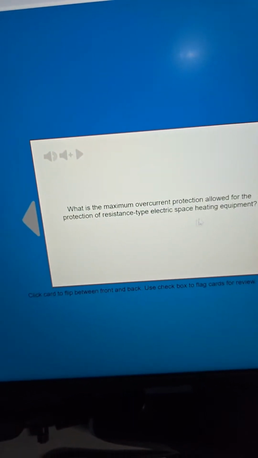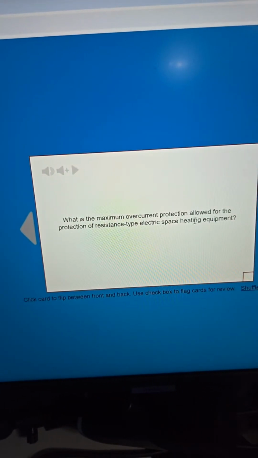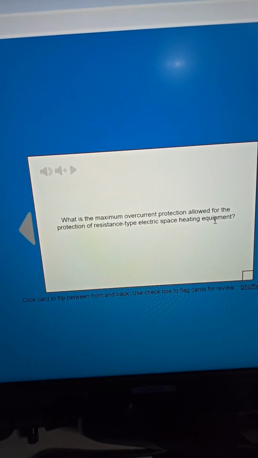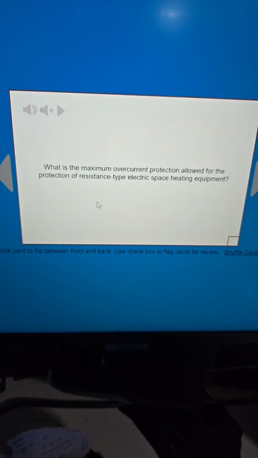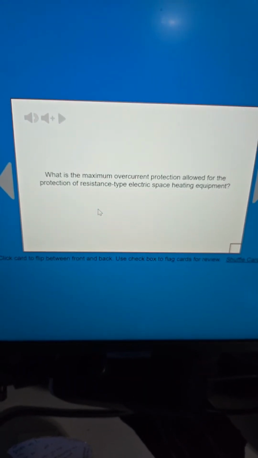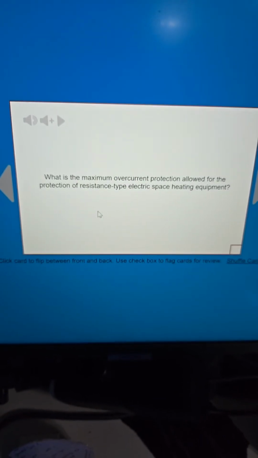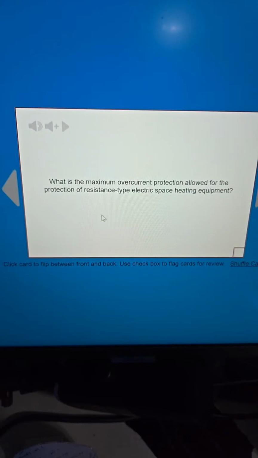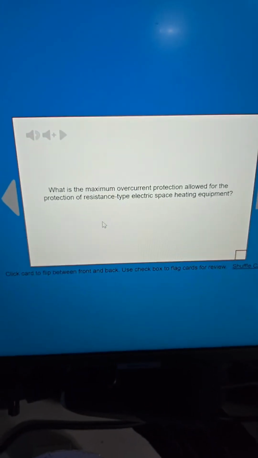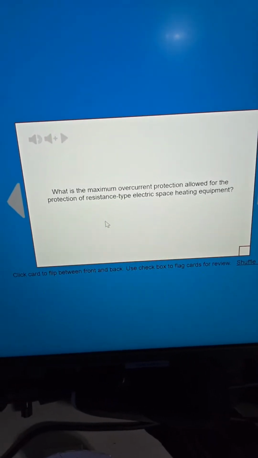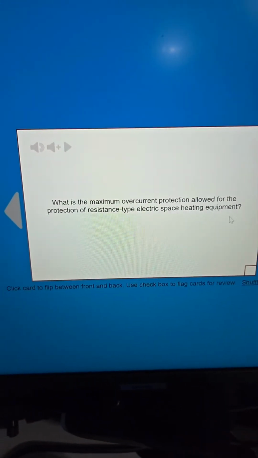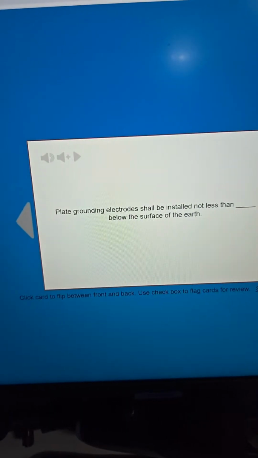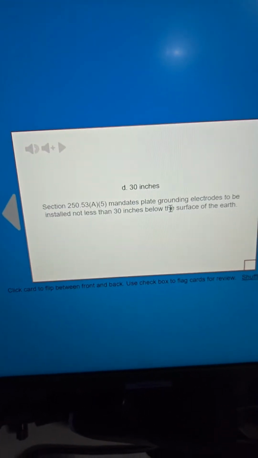What's the maximum overcurrent protection allowed for the equipment of resistance type electric space heating equipment? I'm going to say 60 amps. But I think it's 40. But I'm going to say it's 60. But it's probably 50. Maybe it's 45. I think it's 60. Let's go with 60. We did it. We got it. Plate grounded electrode shall be installed not less than 30 inches below the earth. Let's go. 30 inches. There we go.